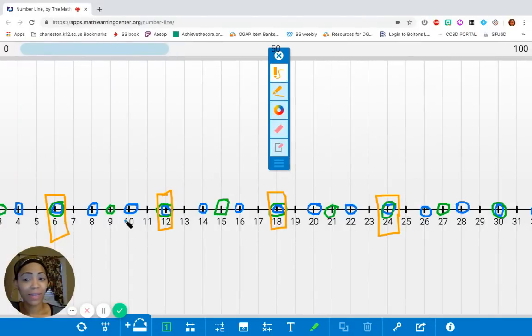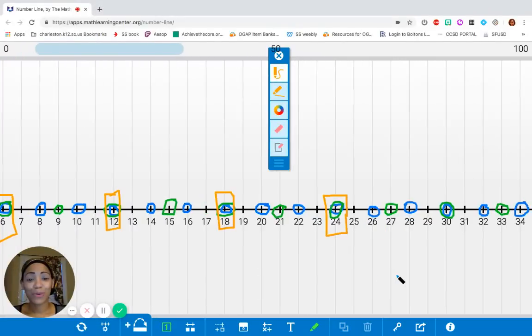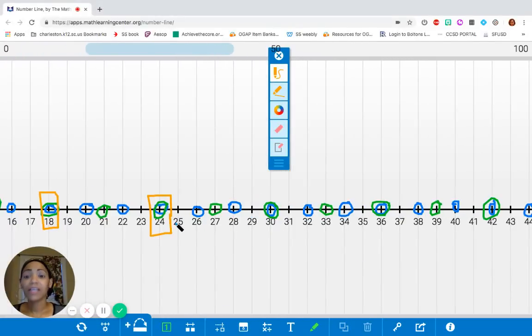4. Is anybody thinking anything right now? My first thought was, oh, 24 was going to be next because I know 6 times 4 is 24. Were you thinking that too? Cool. Let's keep going. 30, 36. Let's stop there.